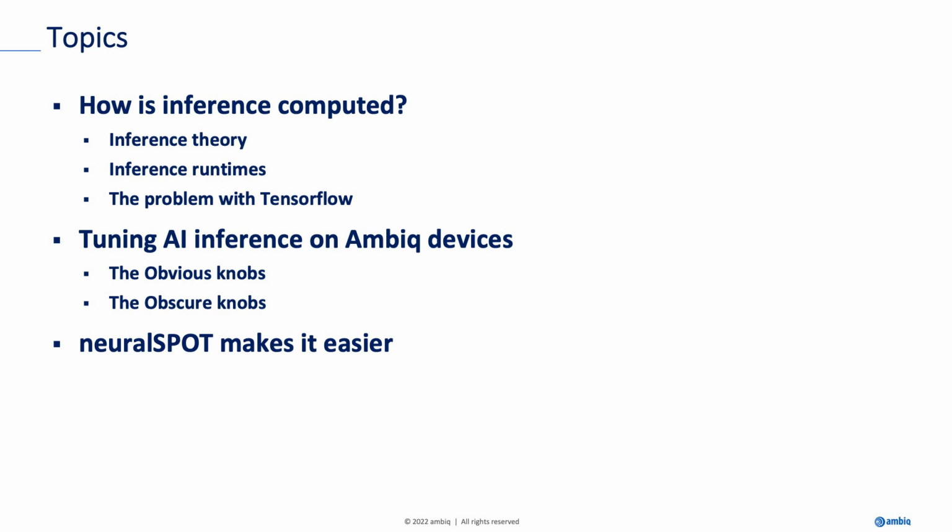And then I'll talk about some of the obvious knobs I tweak when I'm optimizing for power, which is really what we're talking about here today. And then some obscure knobs that I've run into, and I do mean obscure, things that shouldn't make a performance impact, but do. And then I'll wrap it up talking about some of the features that neuralSPOT offers that help you with this process.